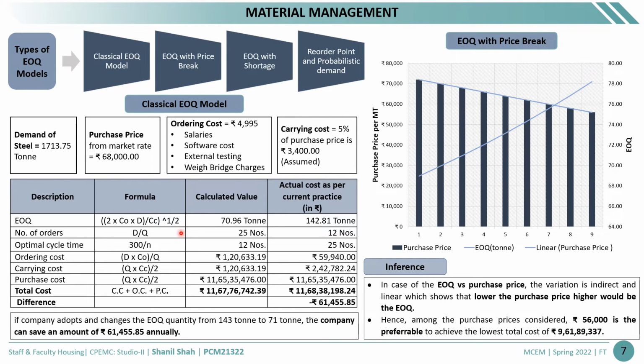So we have listed down all the formulas and calculated EOQ, which comes to 71 ton, and as per the site it is 143 ton. So if the contractor adopts this model, he can save up to 61,000. Then in the EOQ with price break model, we have assumed a different purchase price. So in the graph, you can see that as the purchase price is decreasing, the EOQ is increasing, and the preferable price is 56,000, and the cost for that is 9 crore 61 lakh.